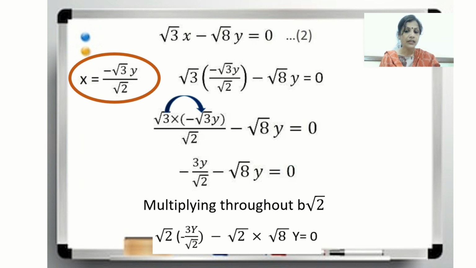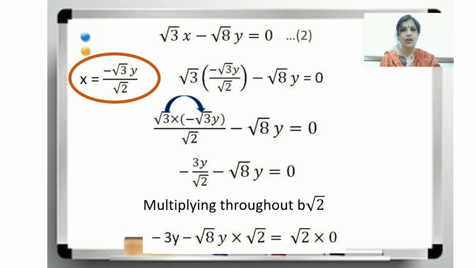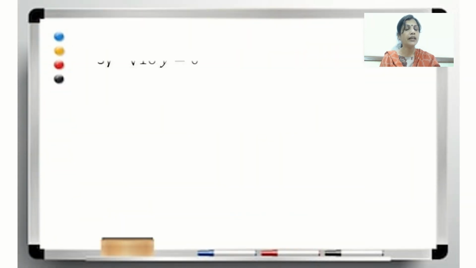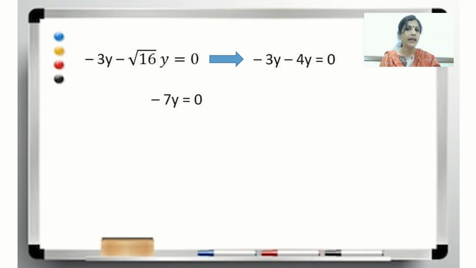So what can be done? This √2 can be cancelled. So what are you left with? You are left with −3y − √8y into √2 is equal to √2 into 0, which will be 0. Alright, so let me write it properly. −3y − √8 into √2, which will be √16y, is equal to 0. But what is √16? √16 is 4. So this will give you −3y − 4y = 0. Solve it. That is −7y = 0. So what will be the value of y?